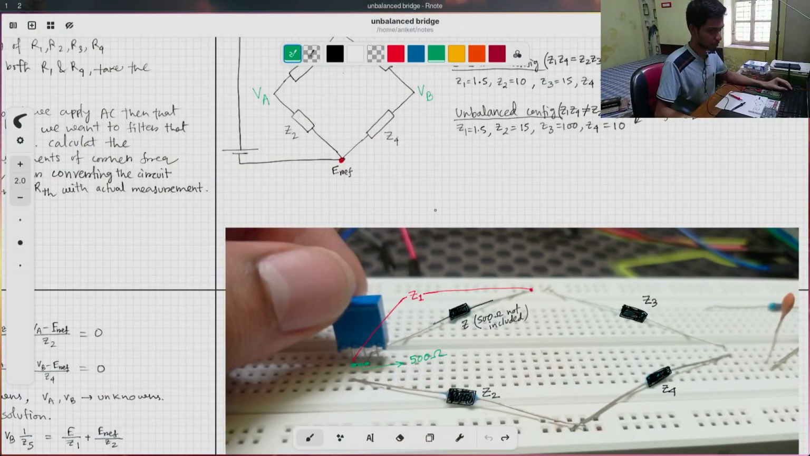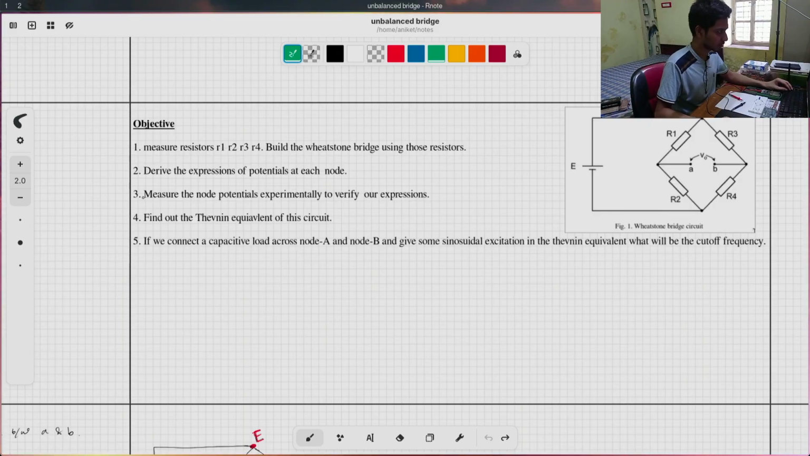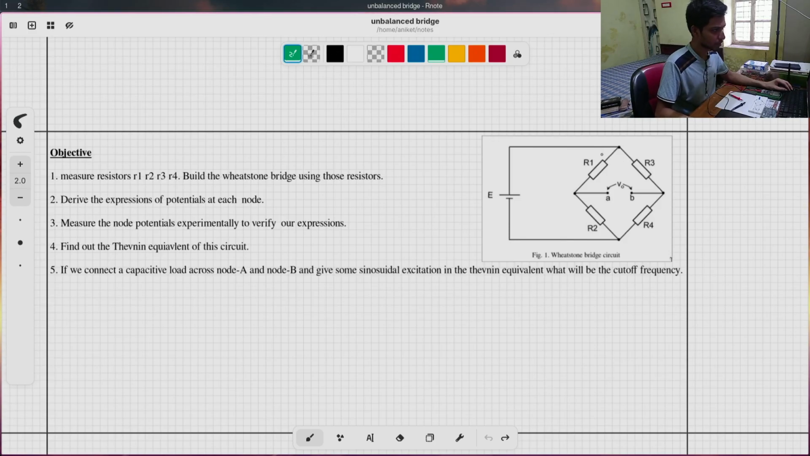So our first objective, which was to measure the resistances, is completed, and we also built the circuit. Now let's check the second objective. The second objective says derive the expressions of potentials at each node. Now we are applying a known potential around these 2 points, so we don't need to find the expression for these 2 points. We only need to find expressions for potentials at these 2 points.